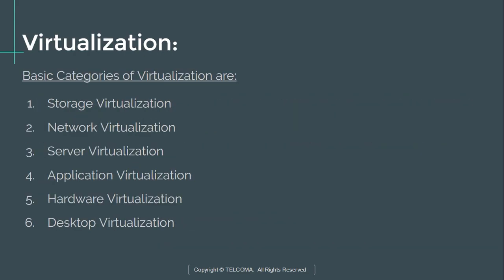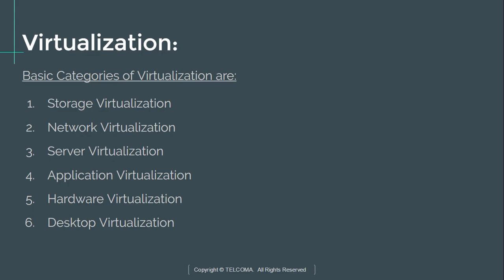The next is server virtualization. Server virtualization involves partitioning a physical server into a number of small virtual servers with the help of virtualization. The next is application virtualization. It is a method to make applications available to users without installing them directly on the client PCs.